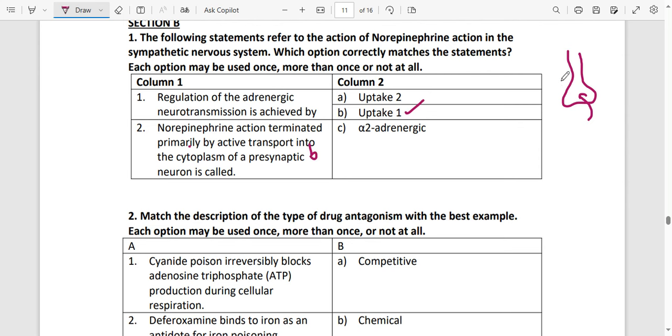Uptake 2, what happens in uptake 2? We have got a vesicle inside, so we'll get this guy and take it there. Regulation of adrenergic neurotransmitter is achieved by. How about that one? What would be the answer? Yes, regulation of adrenergic neurotransmitter is achieved by alpha 2 adrenergic.